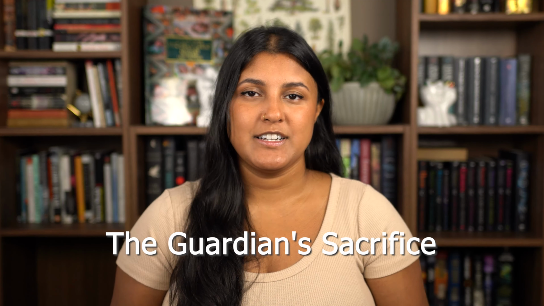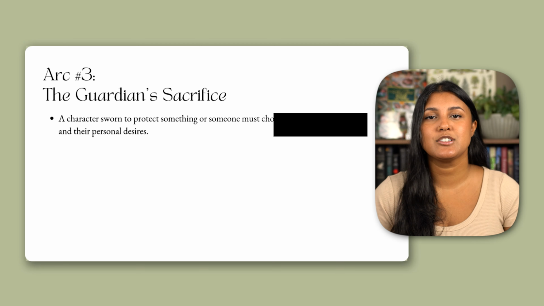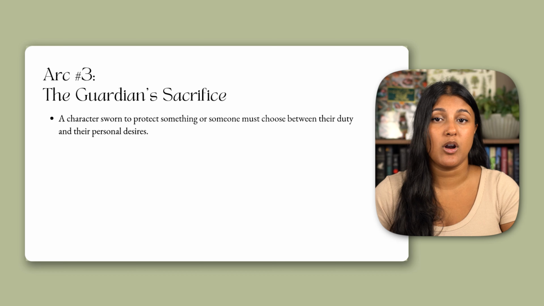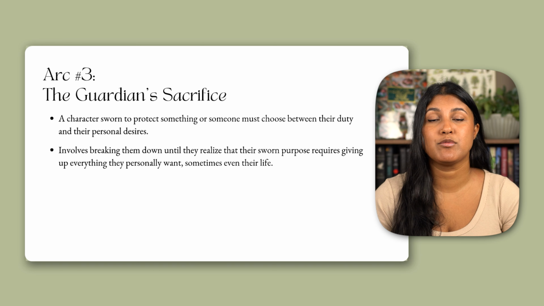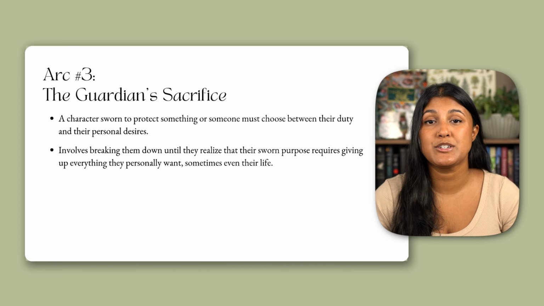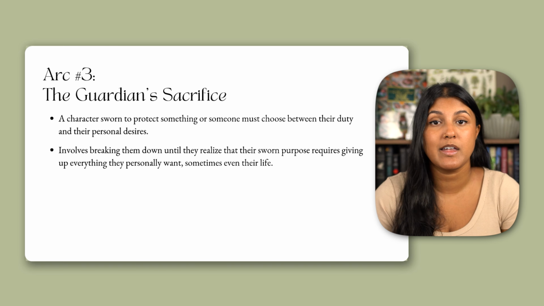The Guardian Sacrificed arc is a devastating character arc, where a character sworn to protect something, a person, place, or object, must choose between their duty and their personal desires, and ultimately discovering that true guardianship sometimes requires the ultimate sacrifice. The Guardian doesn't start the story wanting to be unalived. They begin believing that they can have both duty and their happiness. The arc breaks them down until they realize that their sworn purpose requires them giving up everything they personally want.